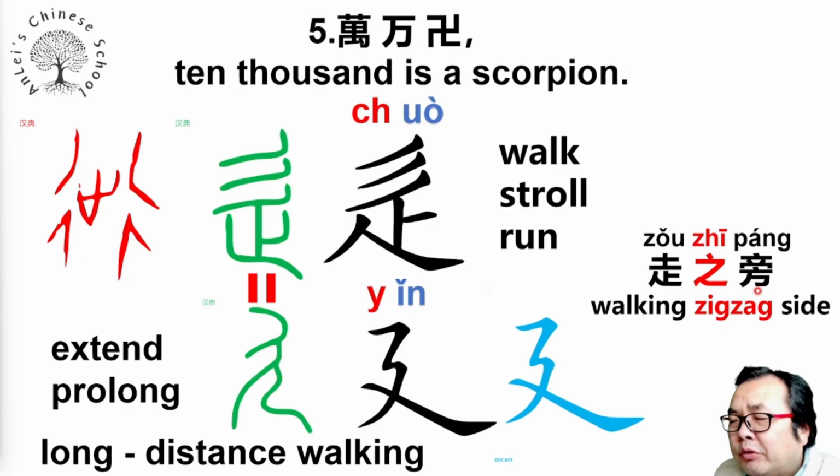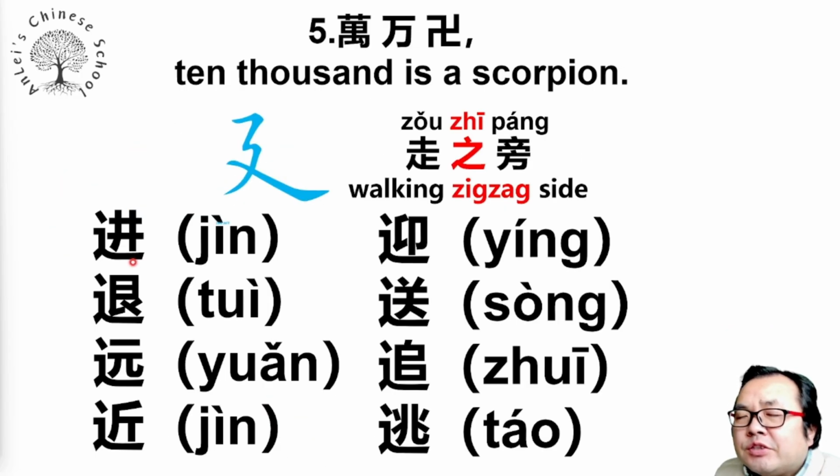It's a very popular radical. There's 进, enter. 退, withdraw. 远, far. 近, near. 迎, welcome. 送, see off. 追, chase. 逃, flee.